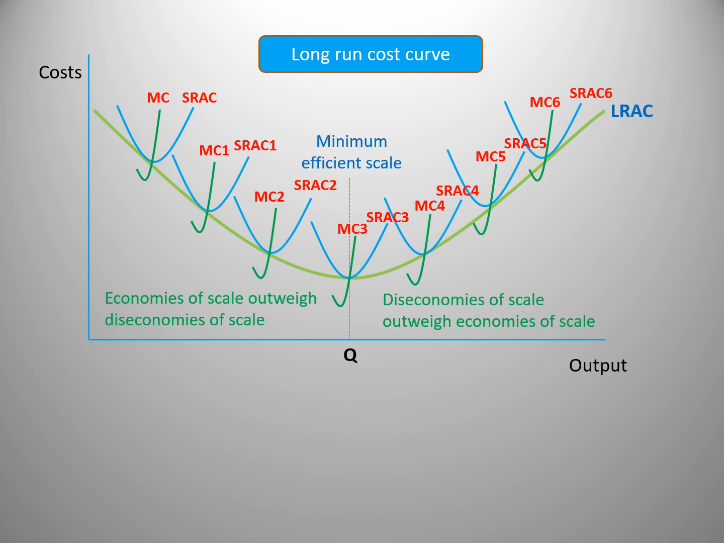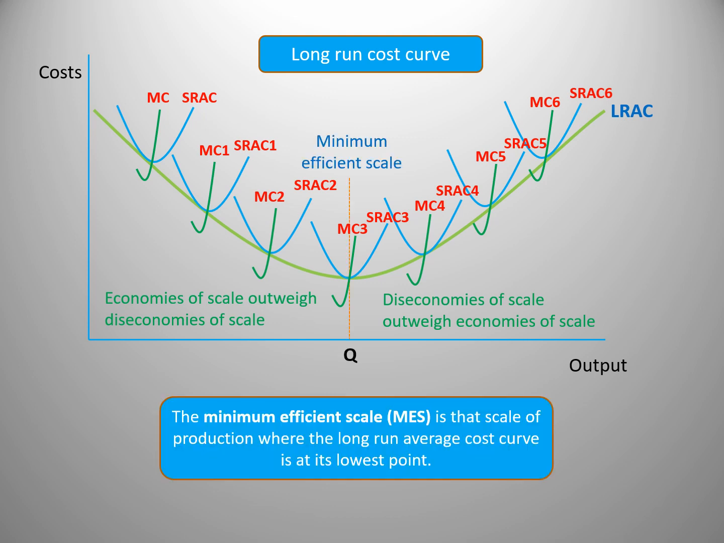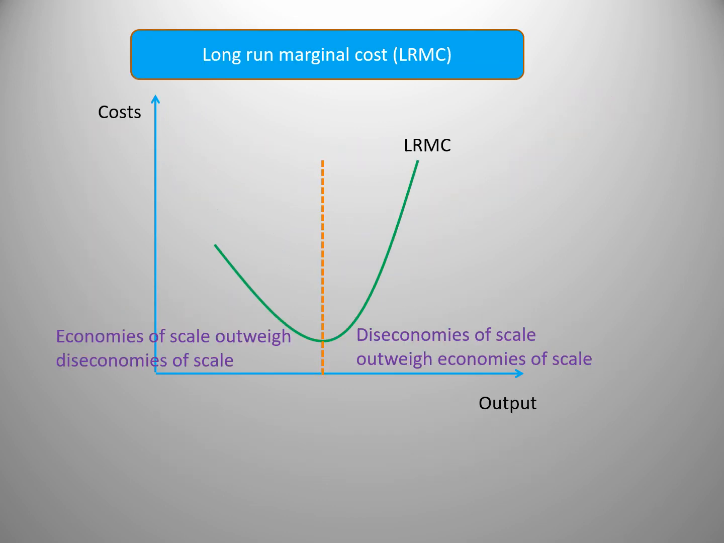At the lowest point on the average cost curve, we have the minimum efficient scale, a scale of production where the long-run average cost is at its lowest point. The long-run marginal cost curve slopes downwards at first, reflecting increasing returns. As economies outweigh diseconomies, at some point decreasing returns set in and diseconomies outweigh economies.